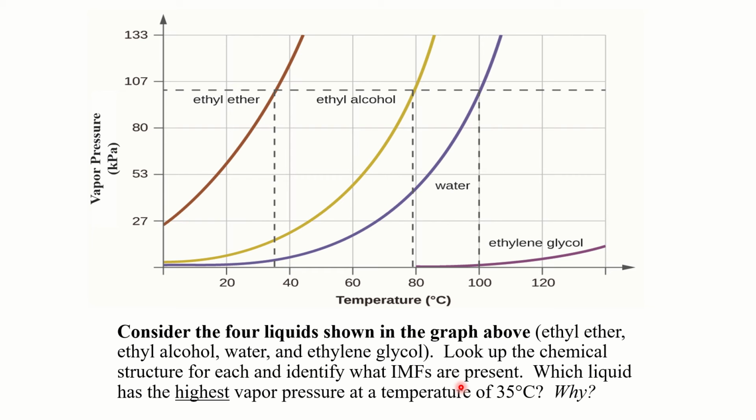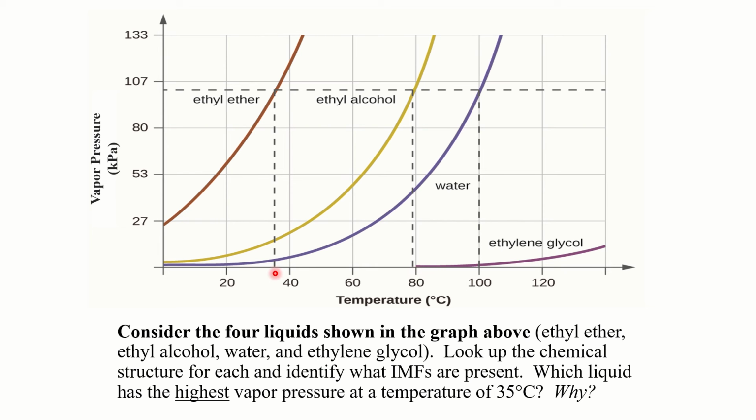Okay, so hopefully you paused the video there and tried to answer this problem. First question, which liquid has the highest vapor pressure at a temperature of 35 degrees Celsius? If we analyze the graph, conveniently we've got a little dashed line placed at 35 degrees Celsius, we can see that ethylene glycol is not even registering a vapor pressure at 35 degrees Celsius. We don't start seeing a vapor pressure until just past 80.